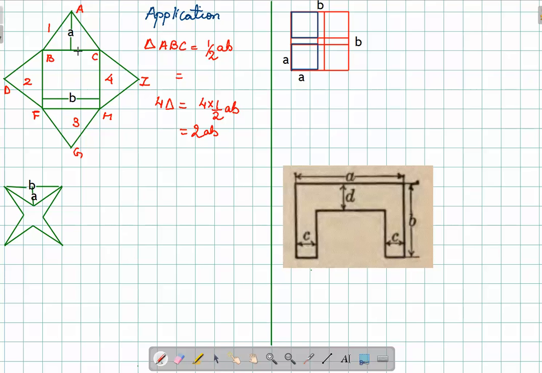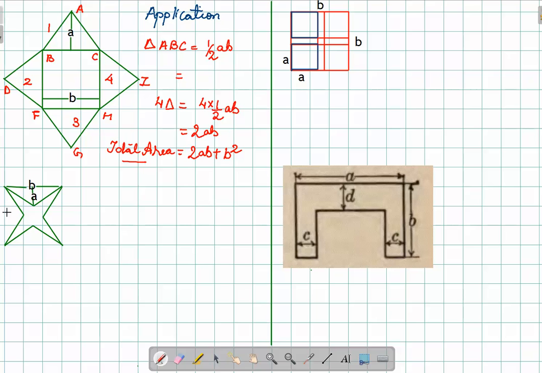Now we need the area of this square. So basically this whole field is the sum of these four triangles plus this square. So the total area will become the sum of the areas of the four triangles, that is 2AB, plus the area of the square, which will become B into B, because the length and the breadth both are B, so this will become B square. Substitute the given values of A and B and you will be able to find the total area of this field. Let's move to the next example.